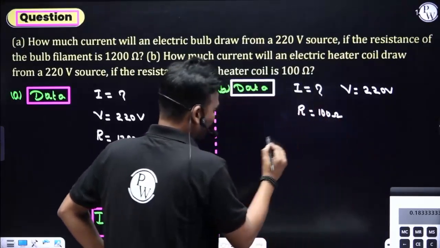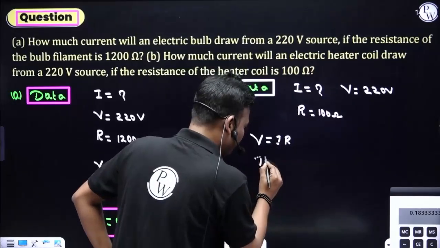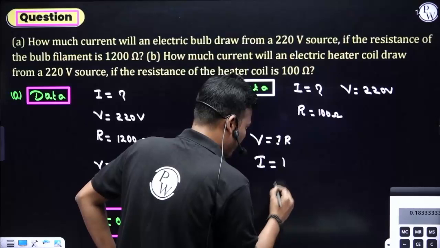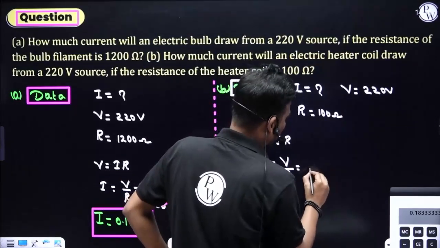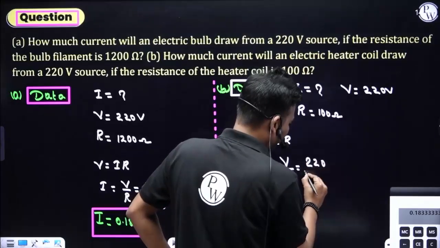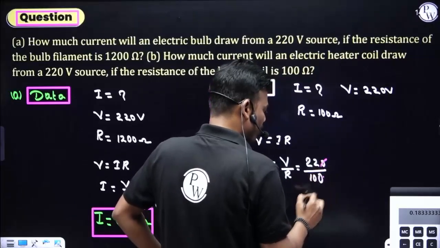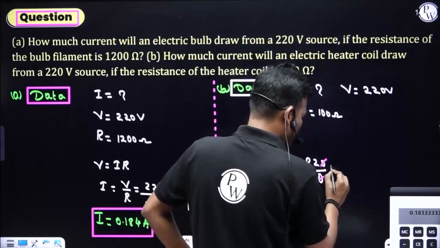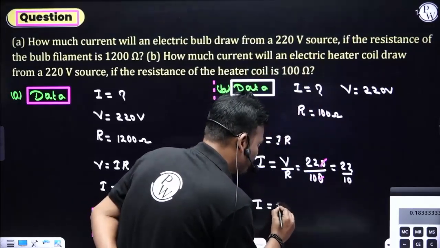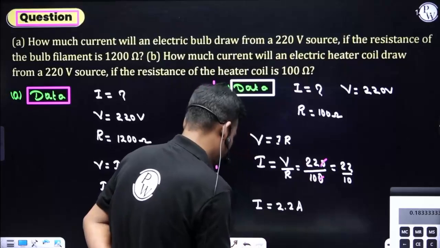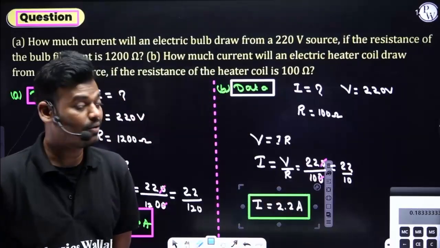Again from Ohm's law, we have V is equal to I into R. After rearranging this formula, we have I equal to V divided by R. After substituting the values, that is 220 divided by the resistance, 100, the zeros get cancelled, and 22 divided by 10. So finally you have the answer, 2.2 ampere. This is the required solution of this question.